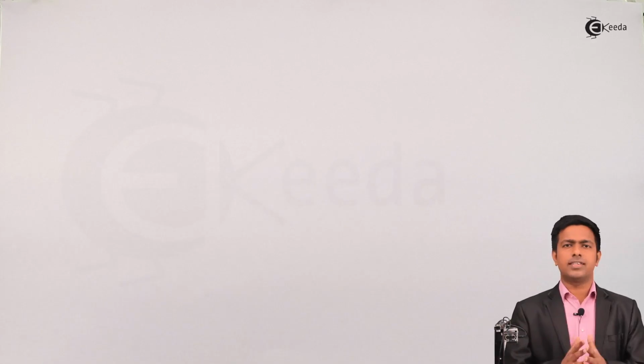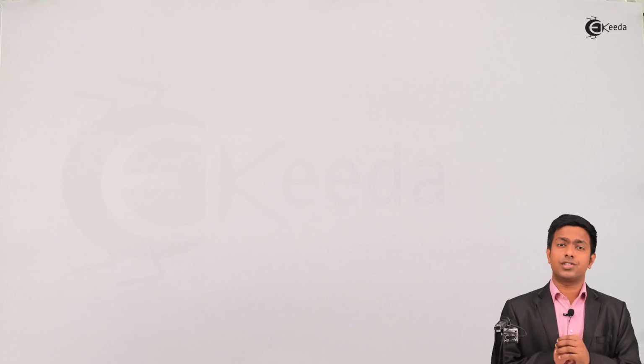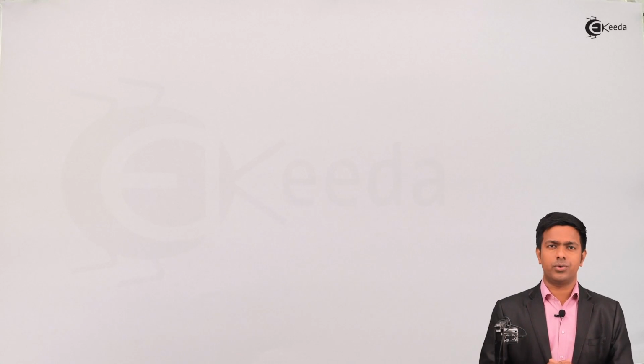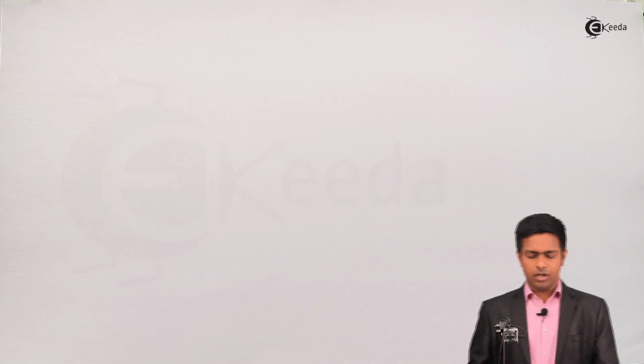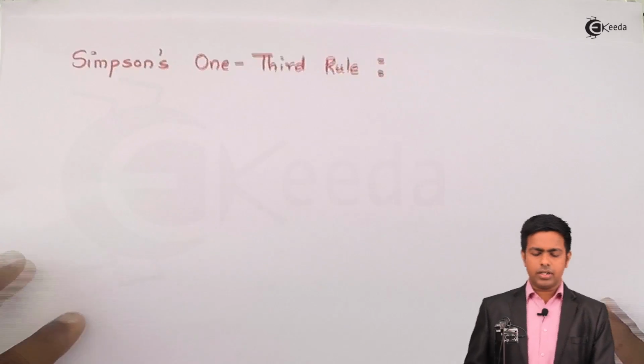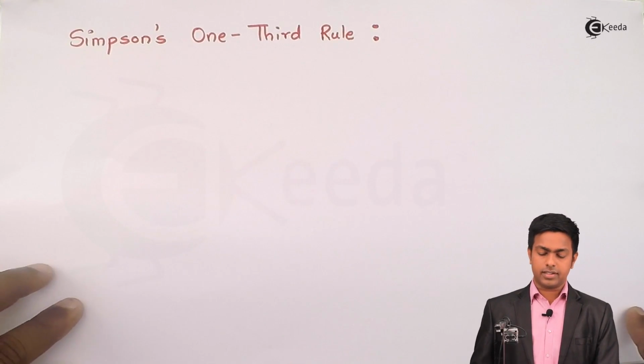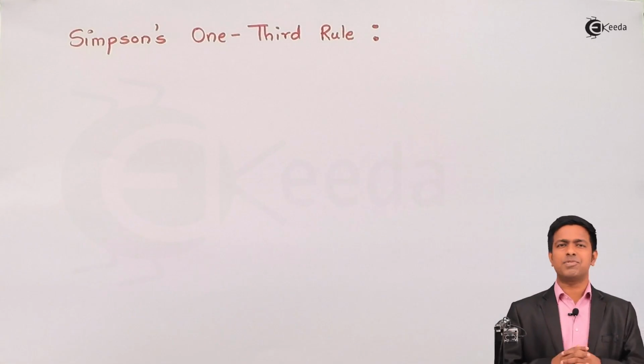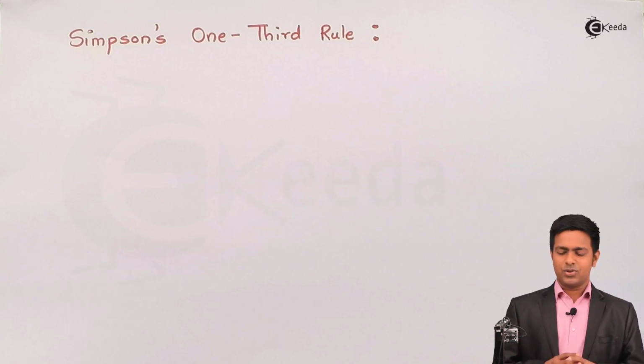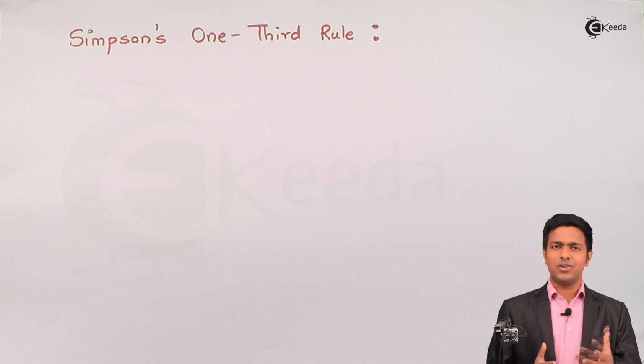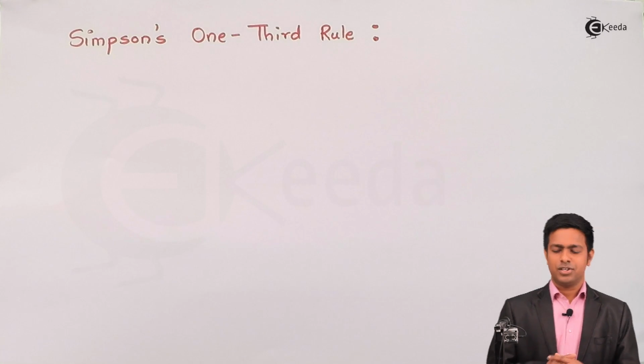Hey students, so let's learn a new concept of mathematics which is called Simpson's one-third rule. To learn it, let us understand why we use the Simpson's one-third rule. It is basically used to find out the value of a definite integration.